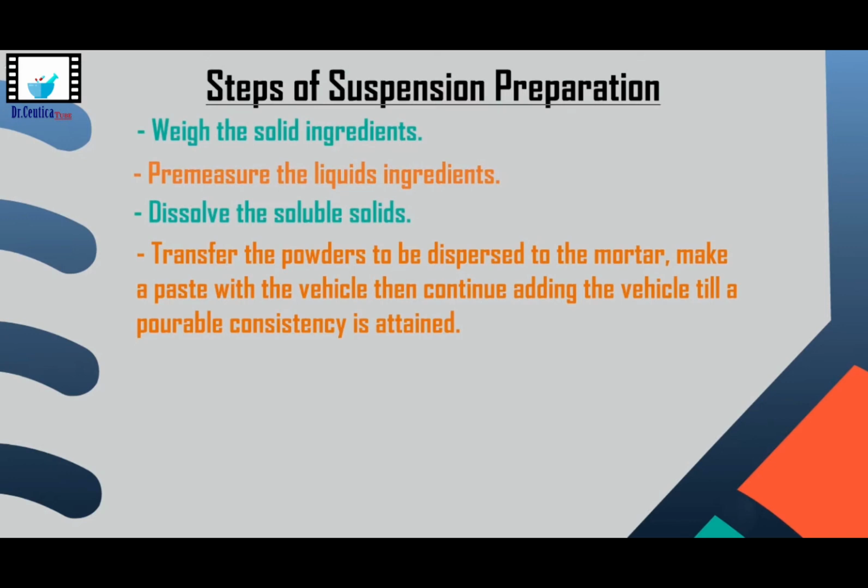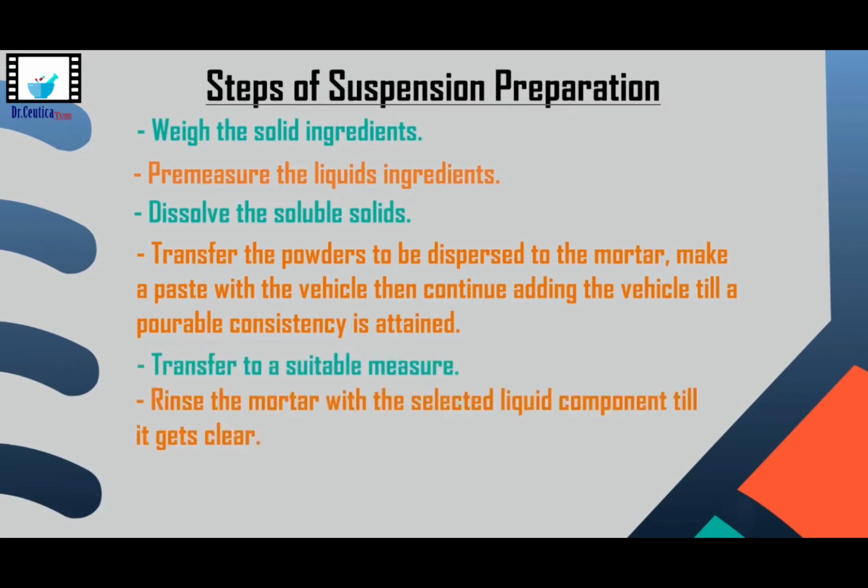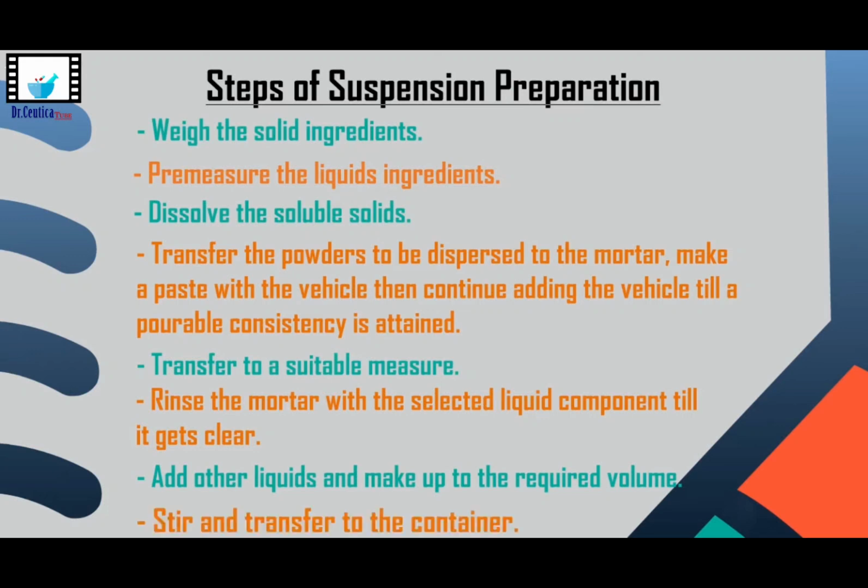The resultant suspension is transferred to a suitable measure, let's say conical. Then the mortar is rinsed with the vehicle and the rinsings are added to the conical so that all the material in the mortar is transferred to the conical. When we are sure that the mortar is clear, we add the liquid ingredients to the conical. Then we make up to the volume required using the vehicle. Finally, we stir, then we transfer the prepared suspension to the container.